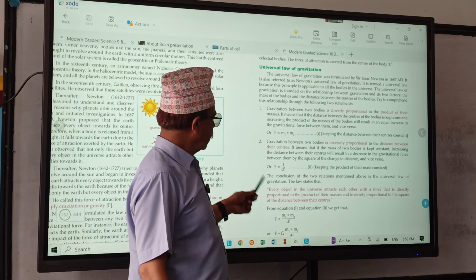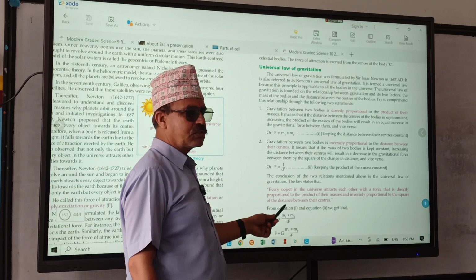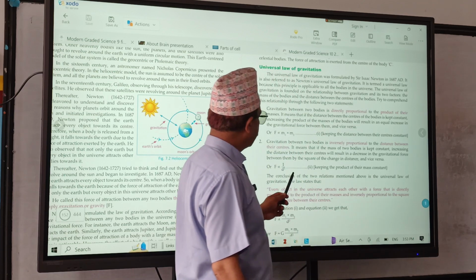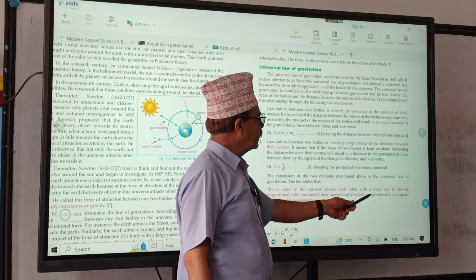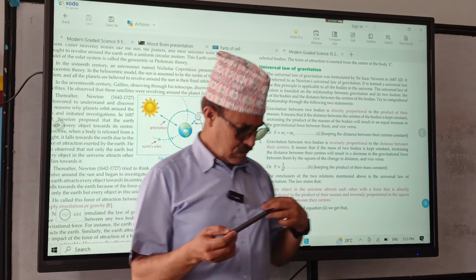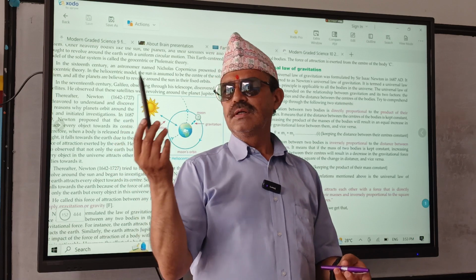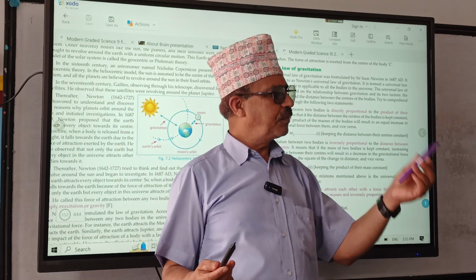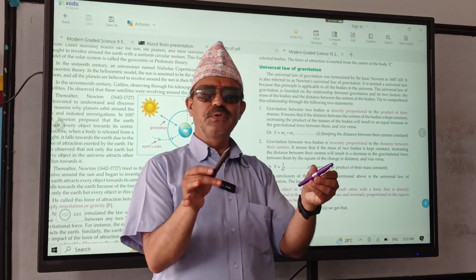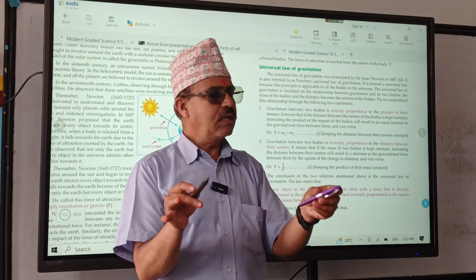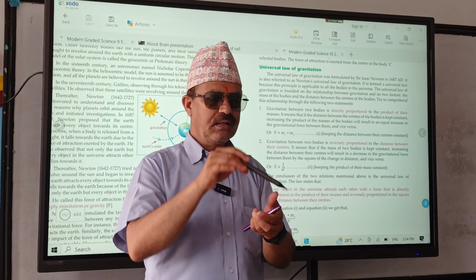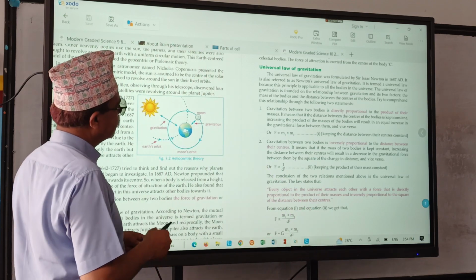of universal law of gravitation, but what does the universal law of gravitation state? Every object in the universe attracts each other with a force that is directly proportional to the product of their masses and inversely proportional to the square of the distance between their centers. This is the statement. Two bodies are there. How many bodies are here? Two. One is pen which writes in smart board, another pen which writes in paper copies, right? So there is force of attraction between these two. That force is directly proportional to the product of their masses when you multiply them, and inversely proportional to the square of the distance between their centers.